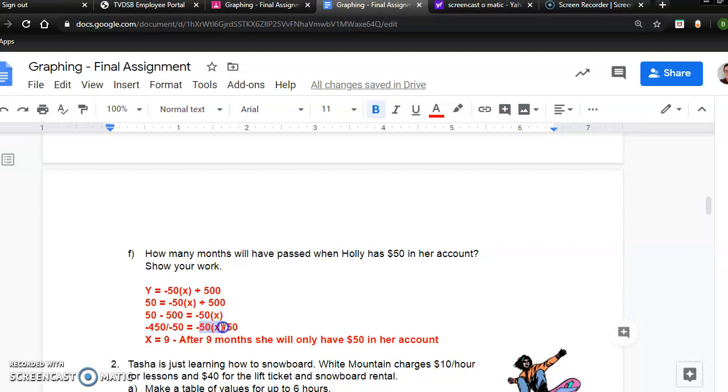And this goes back to what we did at the start of our class in February, our proportions. If I have negative 50x and I want to get rid of the negative 50, I have to divide it by negative 50. I have to divide the other side by negative 50 as well. Negative 450 divided by negative 50 equals 9. So x equals 9. After 9 months, she will only have $50 in her account.